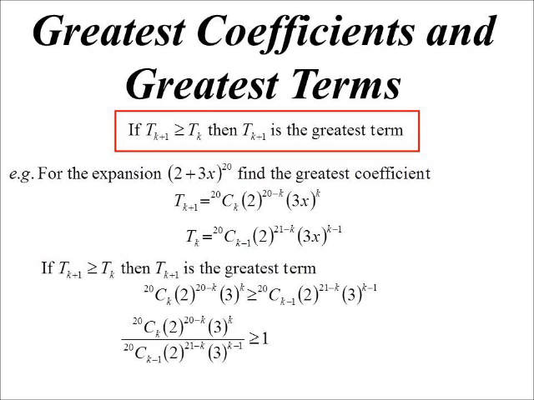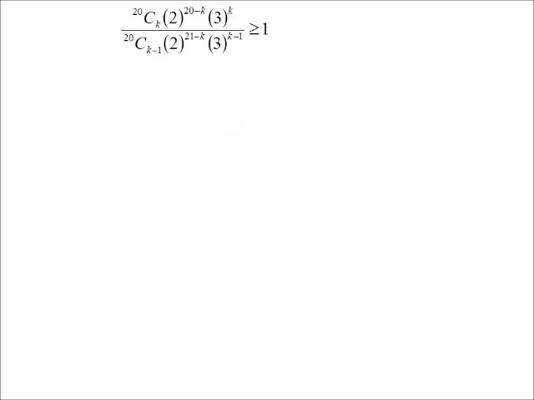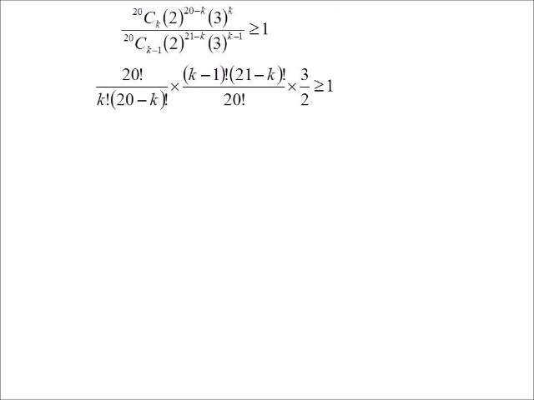Now, I've got to break up my 20Ck's and so on into factorial notation. So 20Ck would be 20 factorial on k factorial, 20 minus k factorial. Dividing by the 20C(k−1), so I've inverted and multiplied: 20 factorial on the bottom, (k−1) factorial, (21−k) factorial.